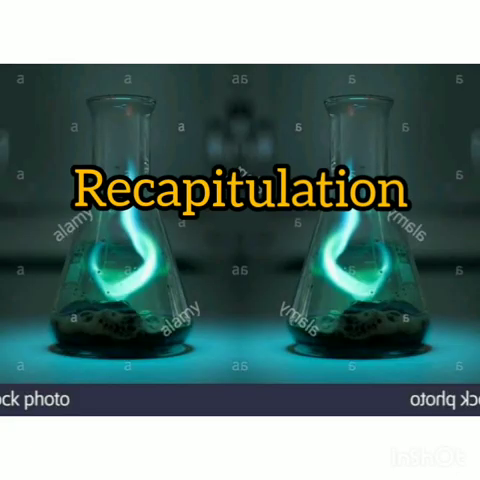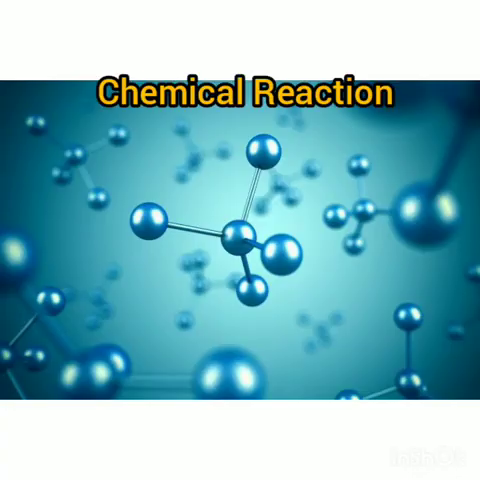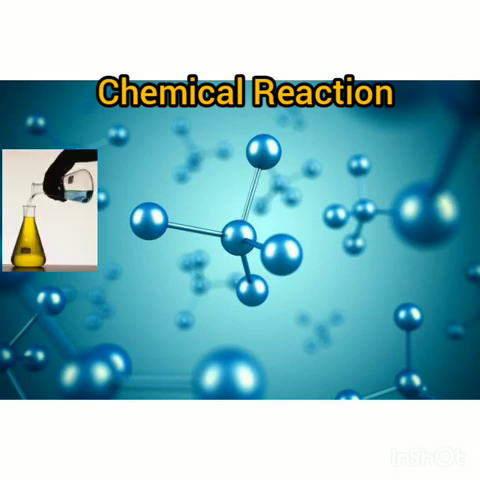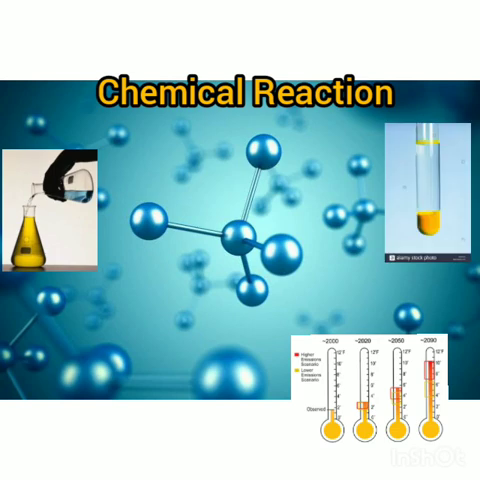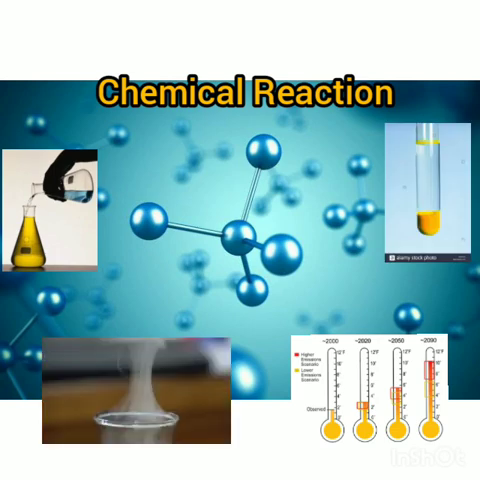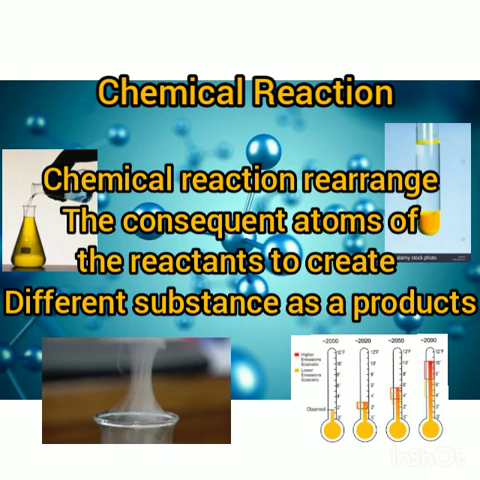So students, now let's quickly recapitulate the whole chapter. As you all can see on the screen, chemical reactions show the following changes: change in color, change in temperature, precipitate is formed, and evolution of gas. So we can say that chemical reactions rearrange the constituent atoms of the reactants to create different substances as products. Or we can say that those reactions which show these changes are known as chemical reactions.